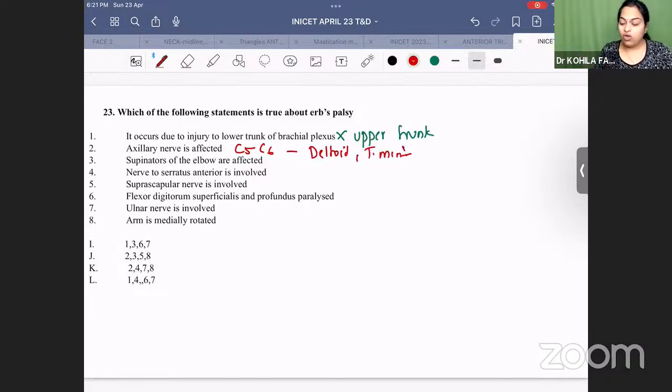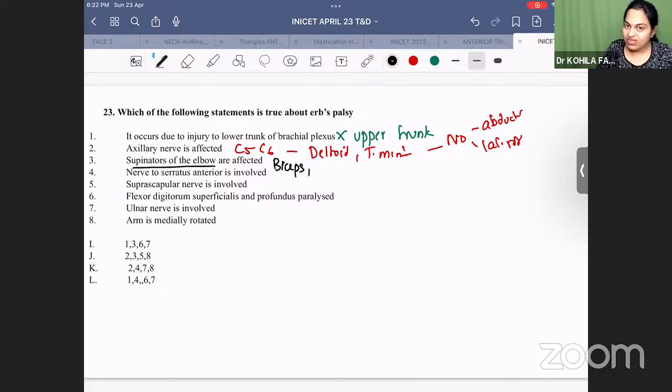So the patient will not be able to abduct. Which action is not possible? No abduction and no lateral rotation. That's why the arm is medially rotated and adducted and kept. And the supinators of the elbow are affected. What are the supinators of the elbow? The biceps, which is innervated by the musculocutaneous nerve, and the supinator, which is innervated by the radial nerve itself.